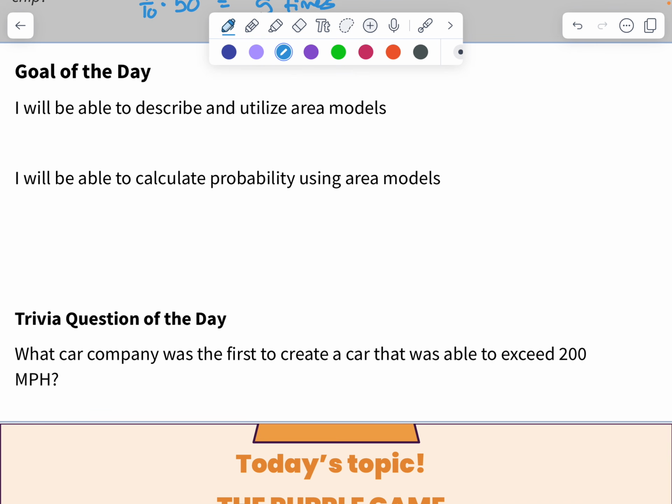Goals today: being able to describe and utilize area models. Kind of just what are they, how do we use them, and why do we need them? And then being able to calculate probability using those area models. So let's get into it.